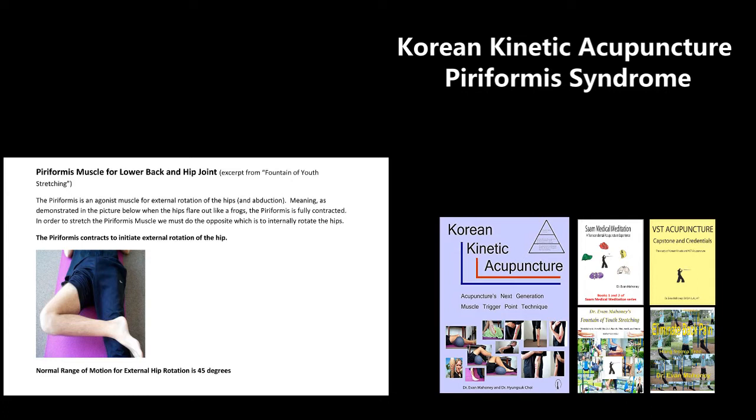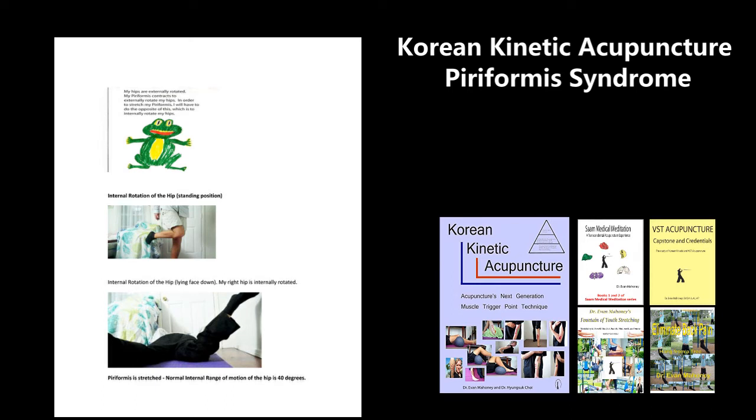Now, the normal range of motion for external hip rotation, do you remember this from the VST presentation, is 45 degrees. So, as a visual representation, I drew a little picture of a frog, imagining that they sit with their hips externally rotated. So the frog is saying, my hips are externally rotated. My piriformis contracts to externally rotate my hips. In order to stretch my piriformis, I will have to do the opposite of this, which is to internally rotate my hips. And here are two pictures of internal rotation of the hips.